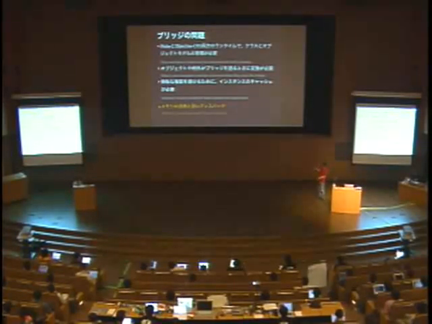Let's talk about the bridging problem first. Since Ruby Cocoa is a bridge between two different runtimes, every time you create an object or a class in Ruby, you have to also maintain the same thing in Objective-C, and vice versa. When an Objective-C class is created, you need to create the same thing in Ruby. So everything has to be maintained in both sides, and it's very painful.